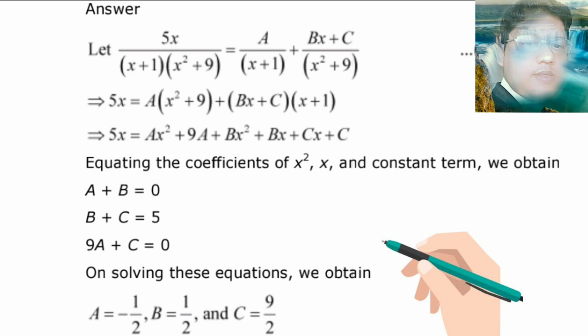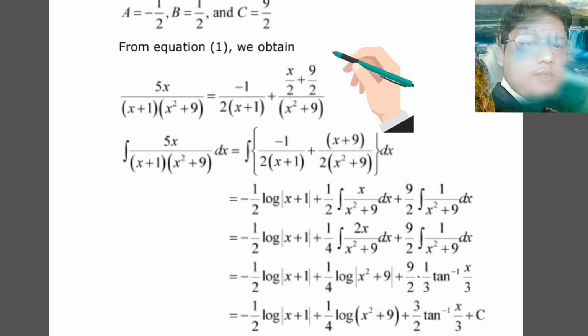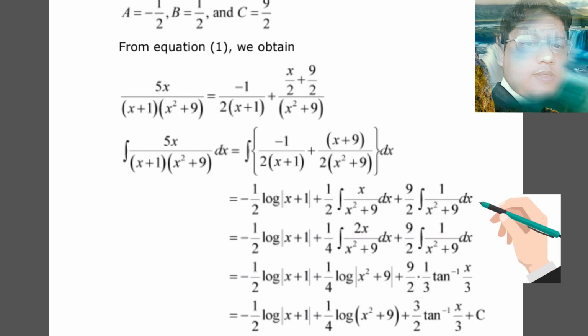If I equate on both sides and solve the equations, I get a = 1, minus half b, half c, 9 upon 2. Now I substitute into equation number 1 and I will get the equation as it is. Now I integrate these parts like this.